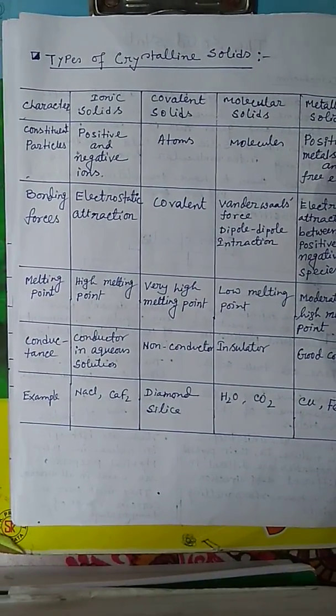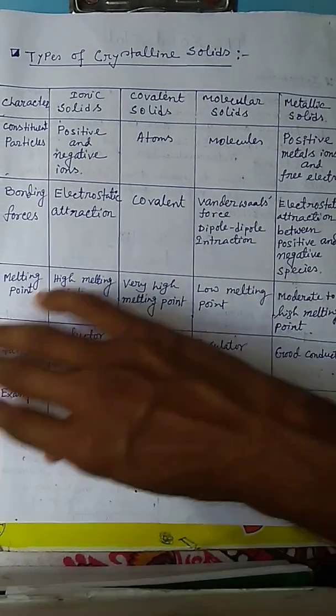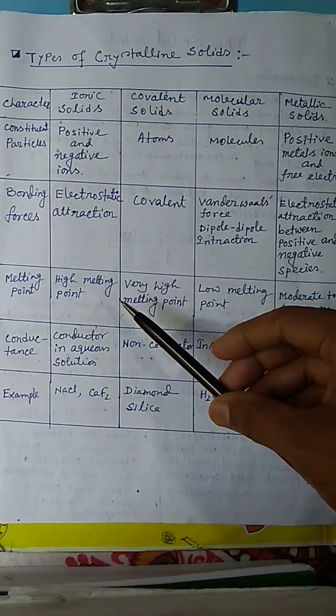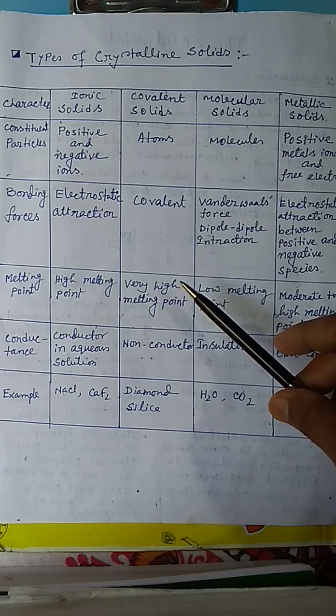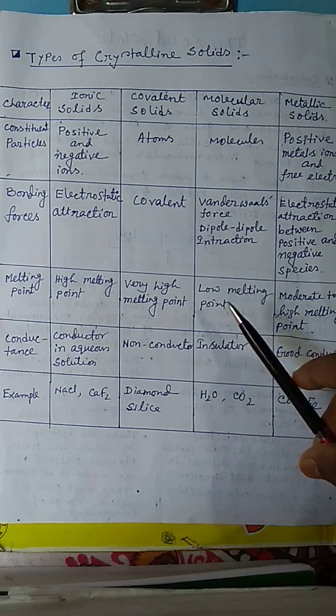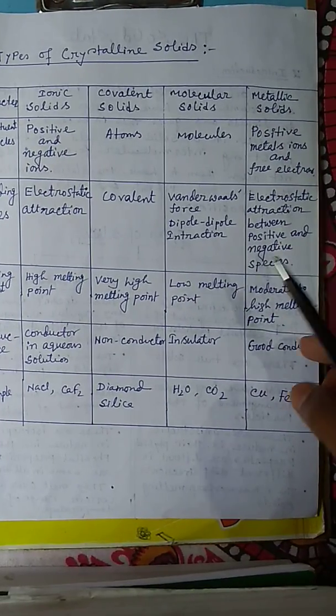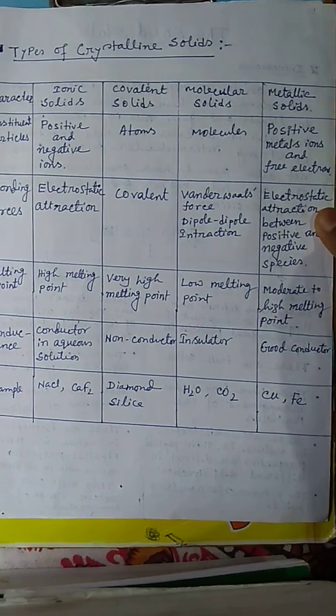Now, melting point. Ionic solids have high melting point, and covalent solids have very high melting point. Molecular solids have low melting point, and metallic solids have moderate to high melting point.